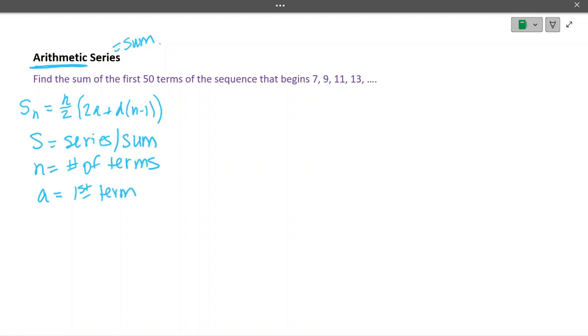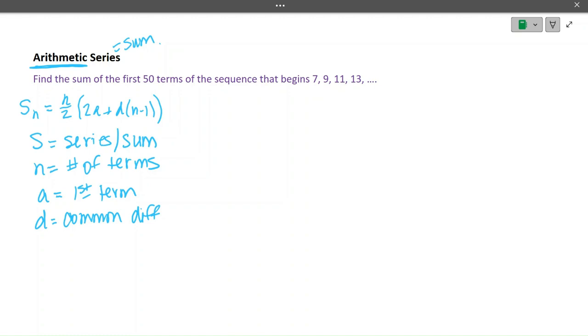Sometimes this might be U sub 1 if you're pulling from a recursive formula. Again, variables are just holding the place, so as long as you know it's the first term, that's fine. And then D is consistent with our recursive formula, and this is the common difference. That's essentially how much every term is added to or subtracted from. You could think of it like the slope of a linear function.